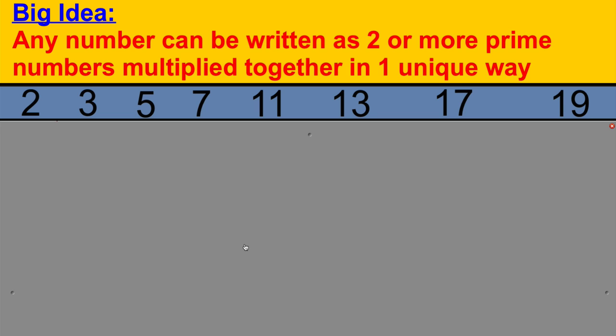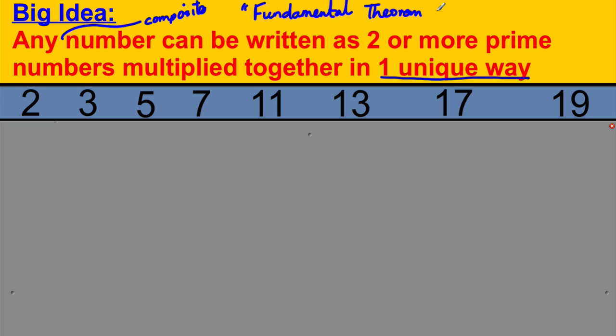Okay, so here's the big idea. This is a massive idea in the whole of maths, and it's one of the most important that you'll ever see. Any composite number can be written as two or more prime numbers multiplied together in one unique way. This actually has a name. It's called the fundamental theorem of arithmetic. That's how important it is. It's basically the bread and butter of all maths. Any composite number can be written as two or more prime numbers multiplied together in only one way. There are no other ways of doing it.